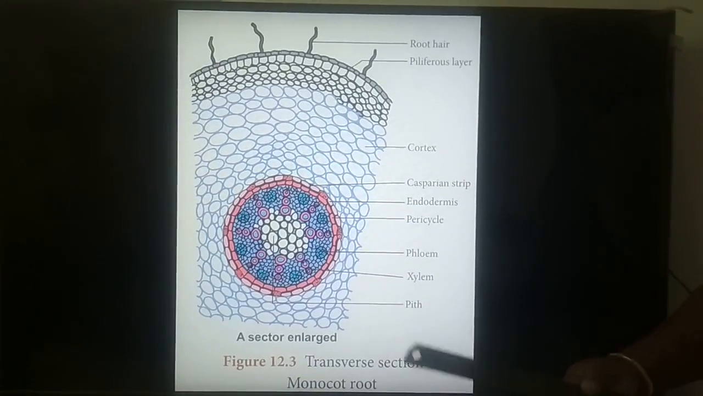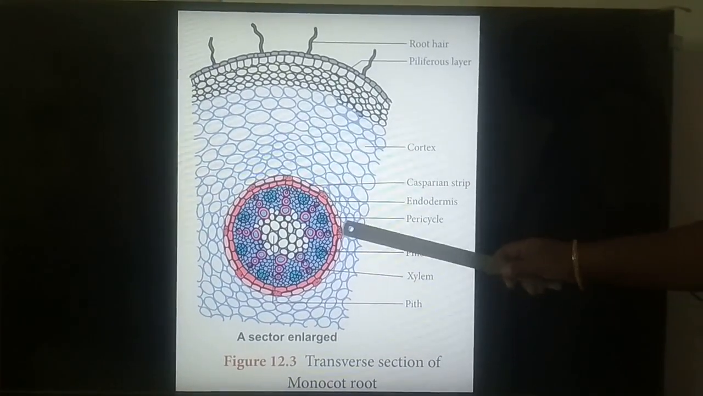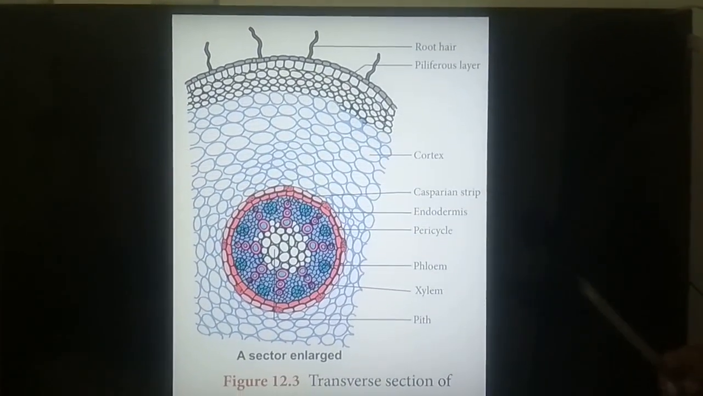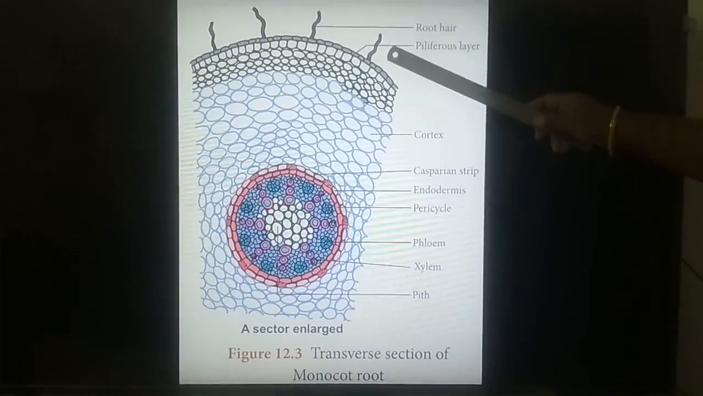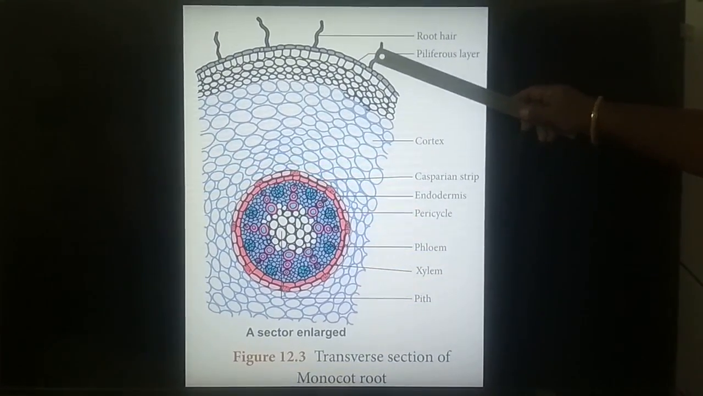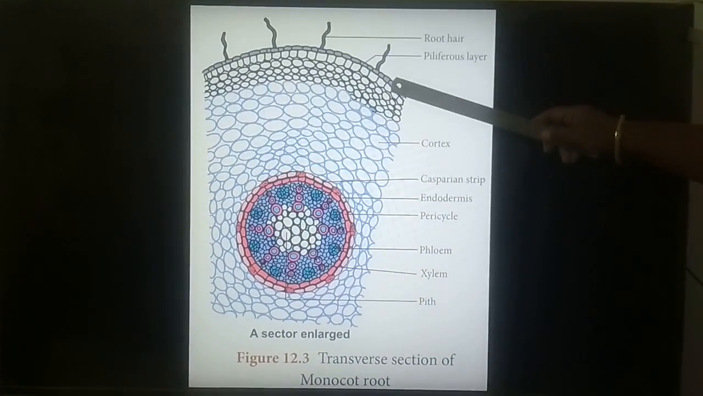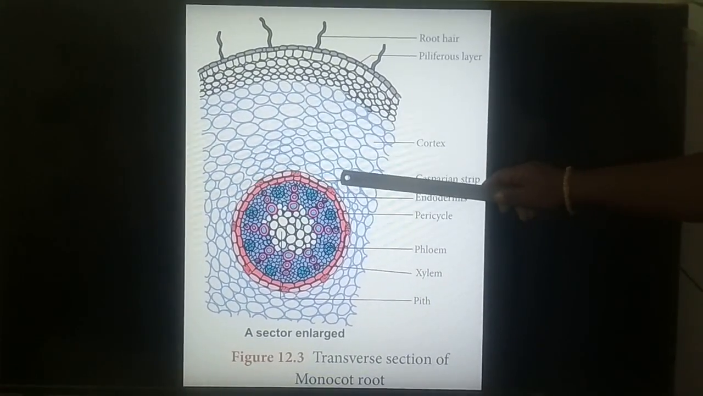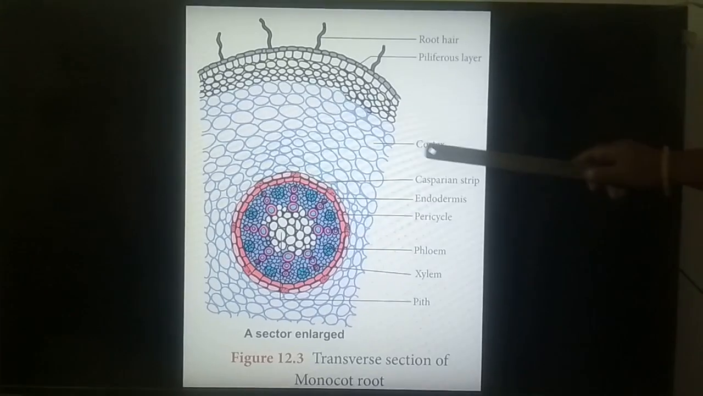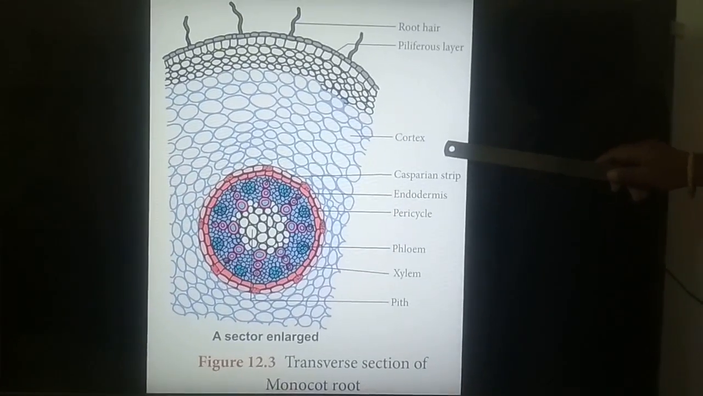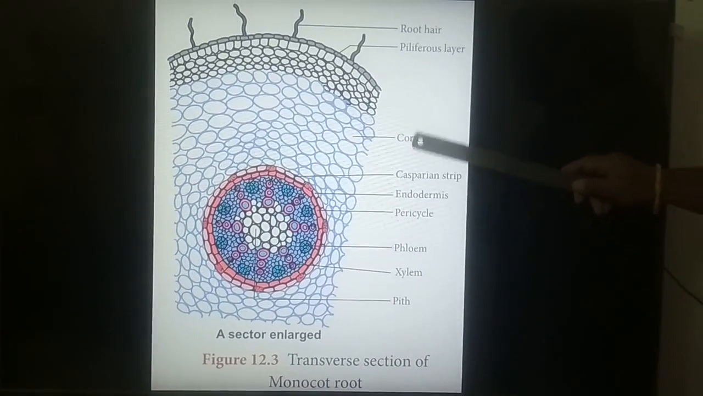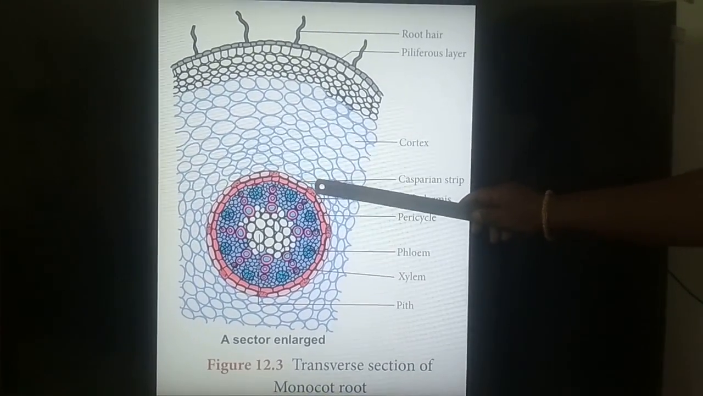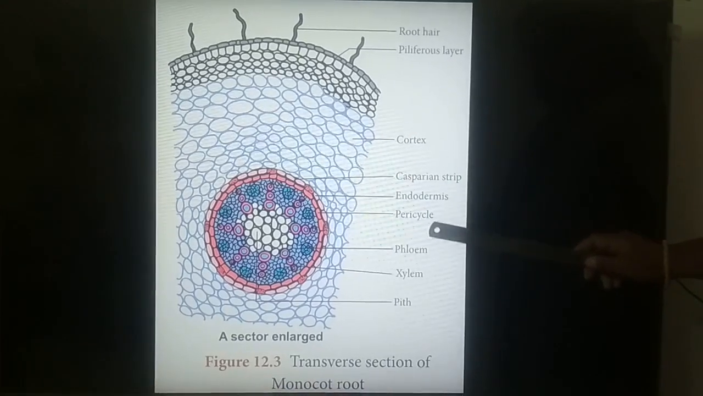The difference between the dicot root and monocot root is only in the vascular bundle and pith. Other than that, it is more or less the same. Here also the outermost layer is the piliferous layer, from which arise the root hairs. Then inner to the piliferous layer there is cortex. The inner layer of this cortex is endodermis. There is a thick band-like structure called Casparian strips, which is made up of suberin, and the inner one is pericycle. From the pericycle, the lateral roots originate.